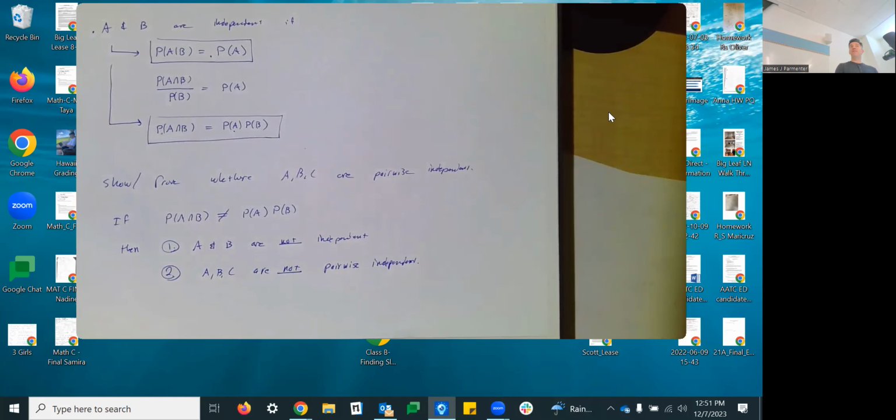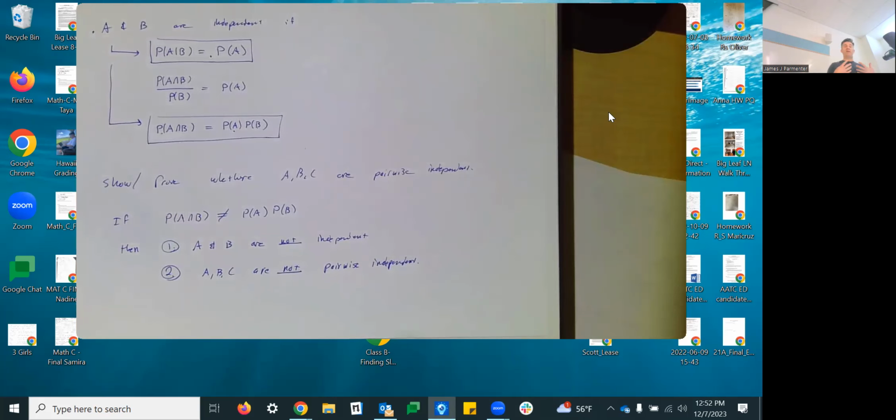And I would really emphasize that fact here, because if you get asked a question like this, it'd be a pretty good bet that it's going to not be pairwise independent, and you should try to look for the one that you think might not be independent to try that one first.